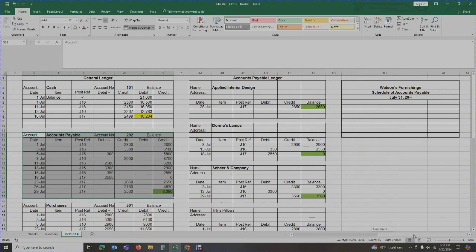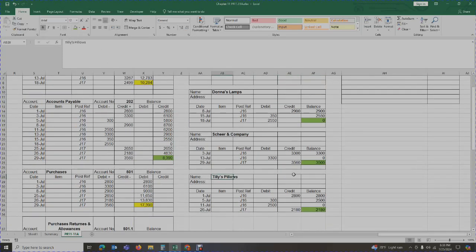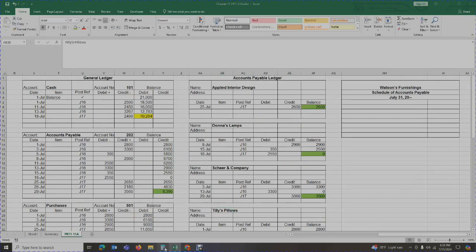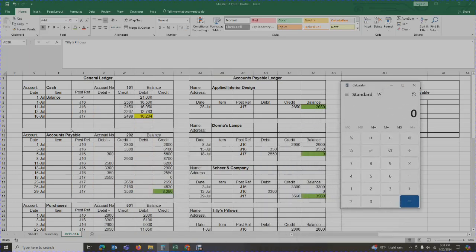Now the subsidiary accounts payable ledger breaks down that number by the vendor, by the supplier. Who are we buying the merchandise from? From Applied Interior, from Donna's Lamps, from Shear & Company, from Tilly's Pillows. Now if you add the total of your accounts payable subsidiary ledgers, these amounts need to tie to your accounts payable ledger of $8,390. So let's see if we did it right.